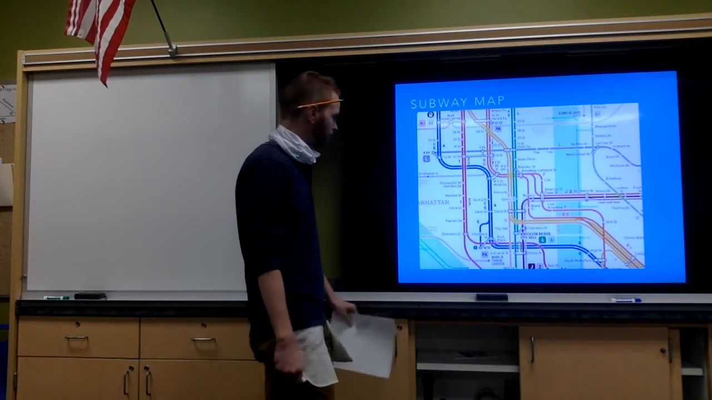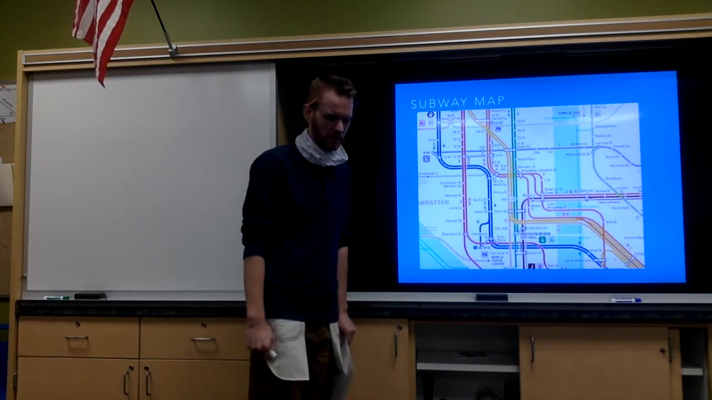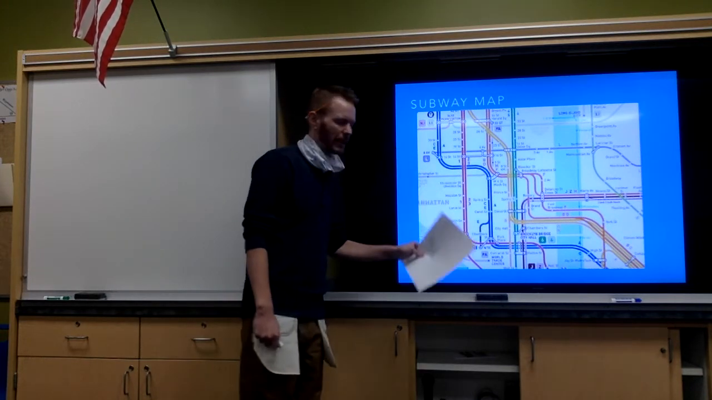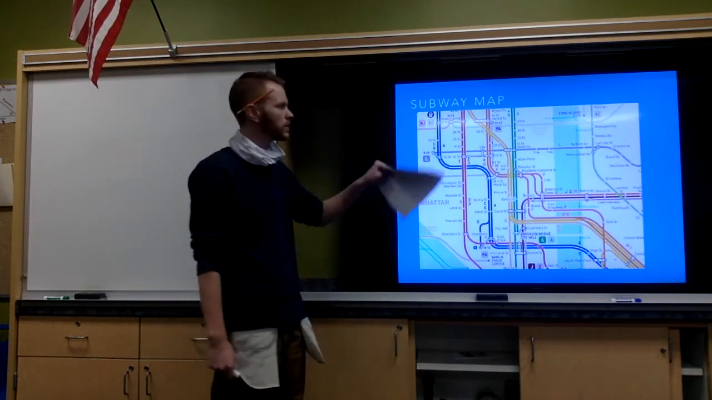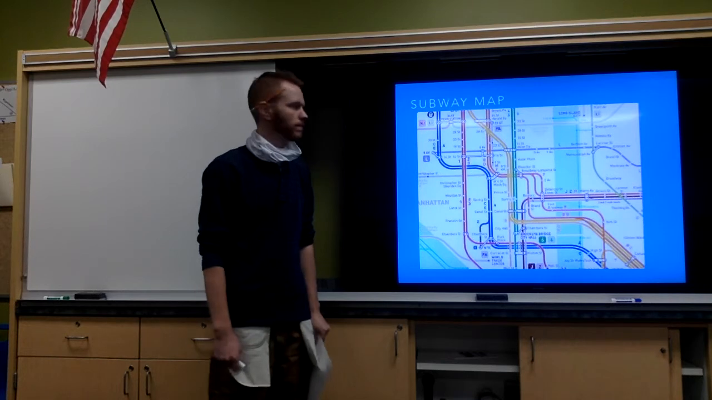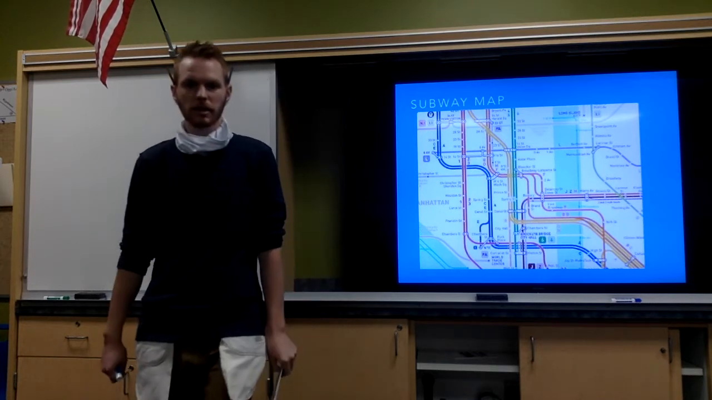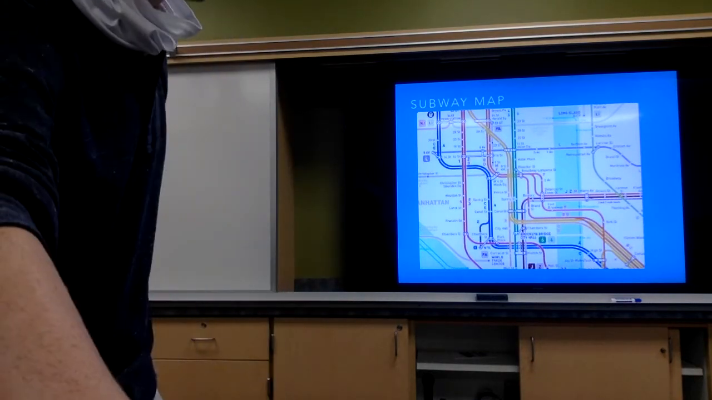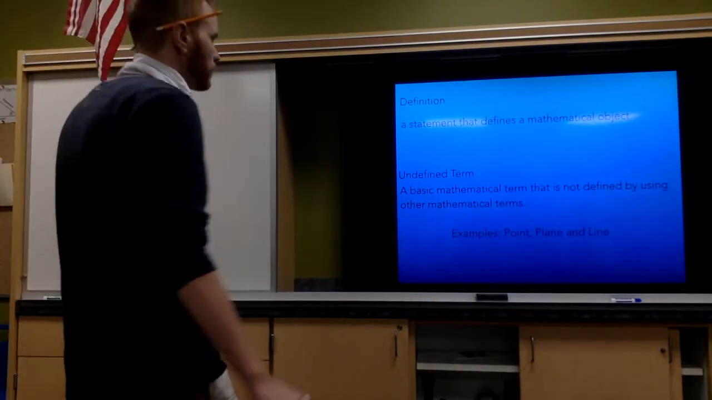So subway map. A pre-question would be, how is a subway map related to geometry? What could we see in this map that we could say, hey, that's part of geometry? Okay, so feel free to write down some things, and then after the lesson, compare what you learned.